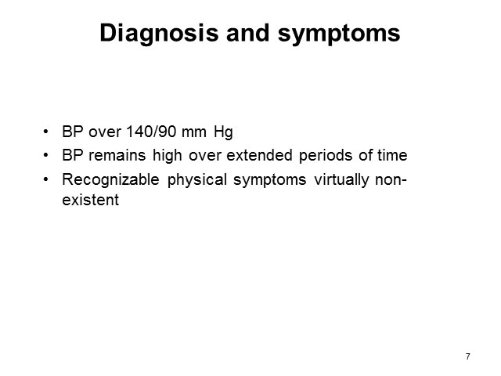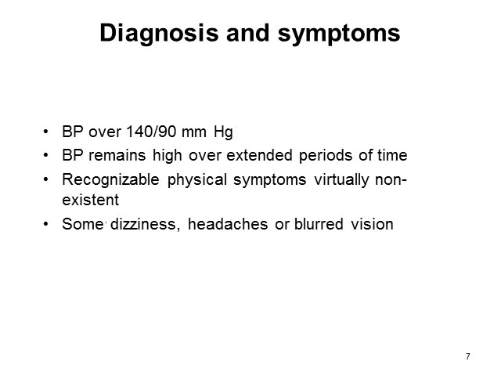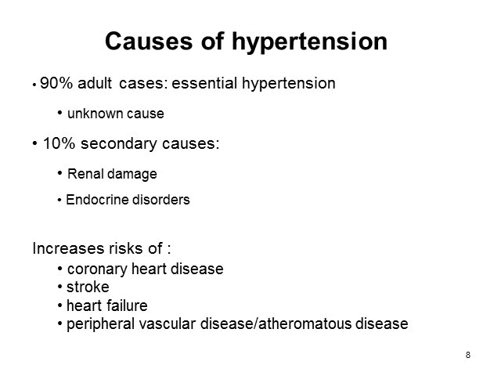There are virtually non-existent recognisable physical symptoms for high blood pressure. The vast majority of patients aren't aware that their blood pressure is on the high side. Some patients may experience dizziness, headaches or blurred vision, but not all. In 90% of adult cases, essential hypertension exists, which is where we have hypertension of an unknown cause. The remaining 10% show secondary causes as a result of renal damage or endocrine disorders.